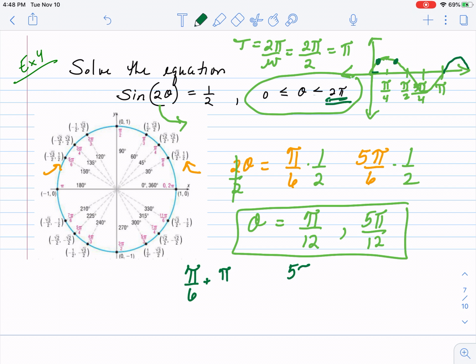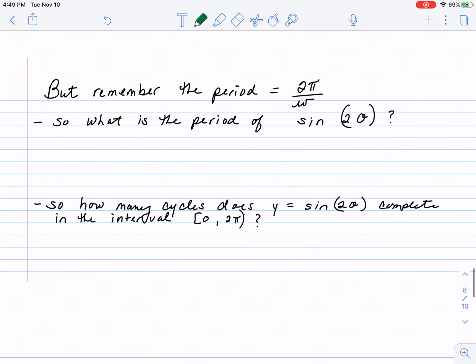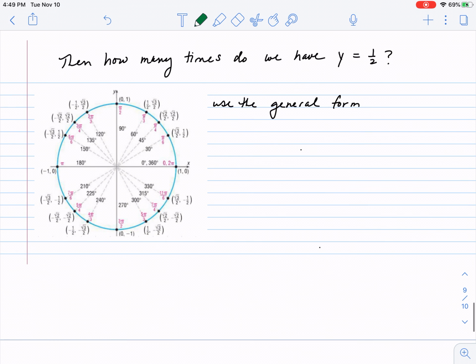I have to take the 5 pi over 6 and add pi to that. But remember, when you're adding fractions, you need a common denominator. So I'm going to add 6 pi over 6 to this so that I get 7 pi over 6. That's a third answer. And I'm going to add 6 pi over 6 again. That's 11 pi over 6. So check it out. I have 1, 2, 3, 4 answers for this one.